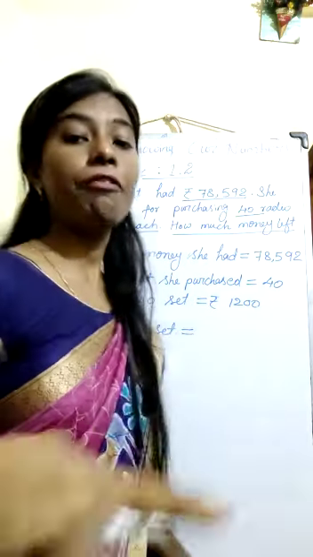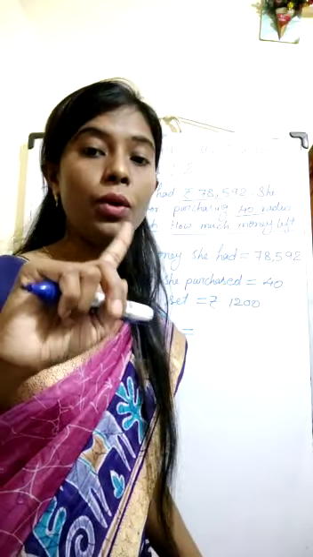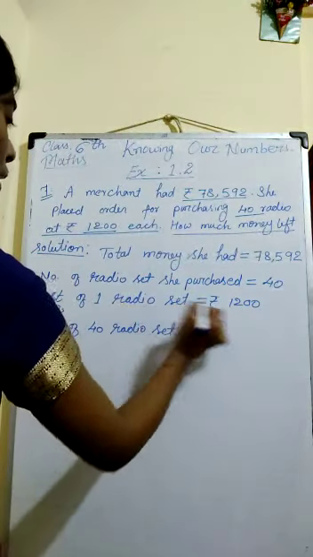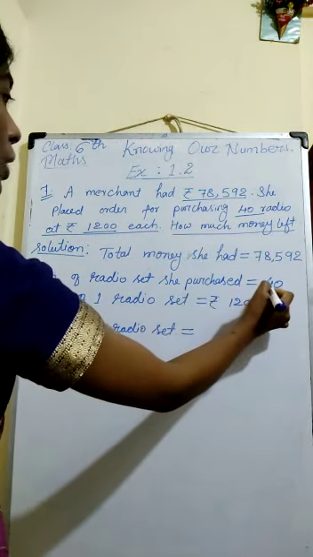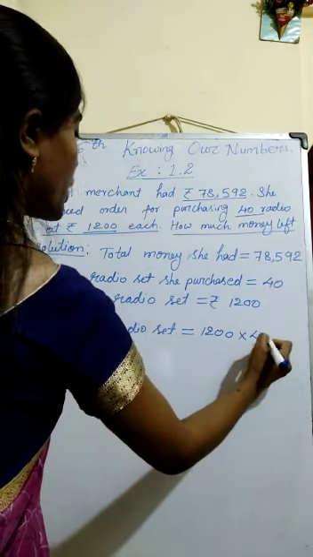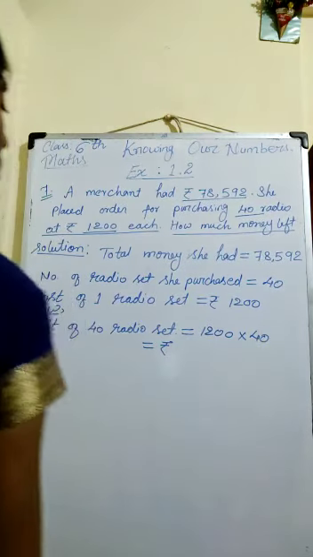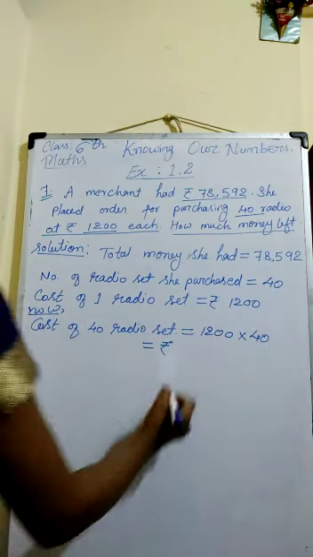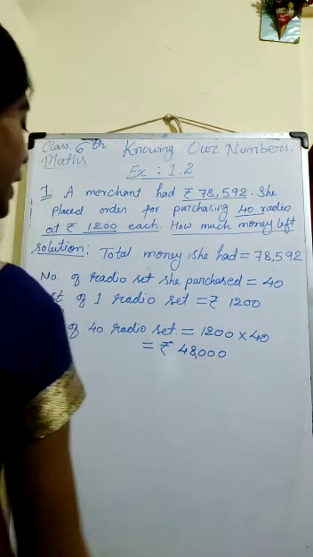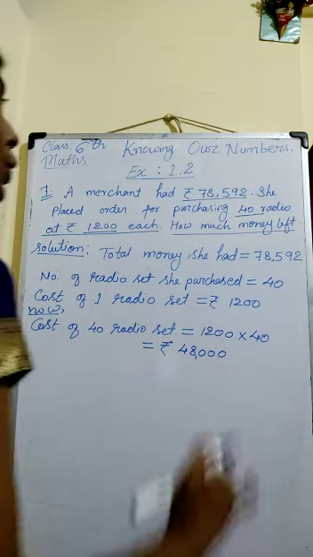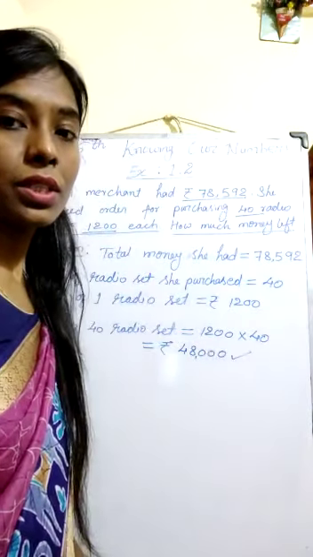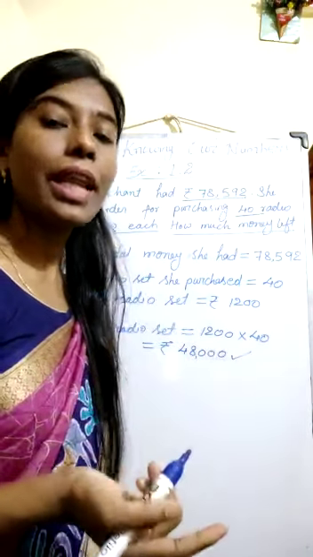As I told, if we have the cost of one, we can find out the cost for many. So here we have the cost of one, which is 1200. So we can find out the cost for many, which is 1200 into 40. After multiplication of 1200 and 40, you will get 48,000. That means to purchase 40 radio sets, he spent 48,000.